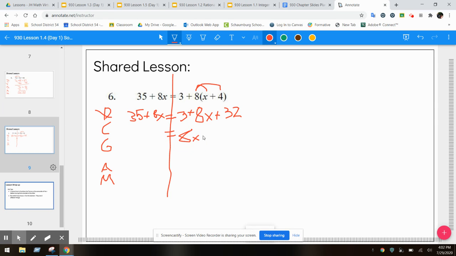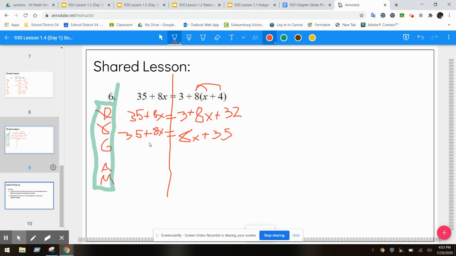8x plus 35. Good. On the other side, I have 35 plus 8x. Let me do a little highlighting over here. This is sort of blending. Or I'll just draw a line over here. That's my little cheat sheet over there. That's my acronym. So I've distributed, I've combined my like terms.